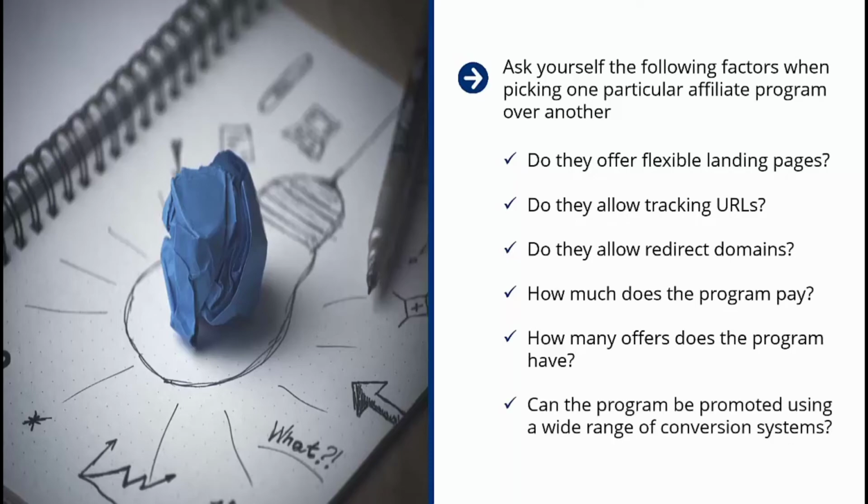Can the program be promoted using a wide range of conversion systems? If you can use direct, mailing list, content, and other types of traffic conversion systems, you might want to pick such a program. Pay close attention to all of the above. If you find a program that is very flexible, you might make more money with it than more rigid programs.